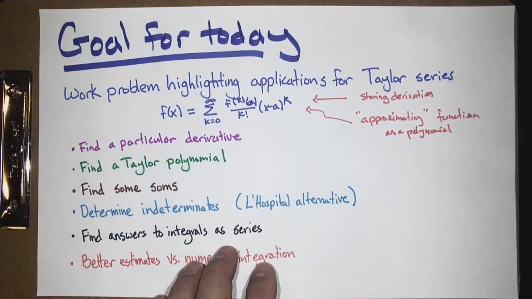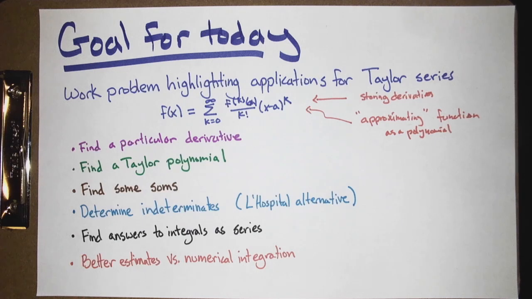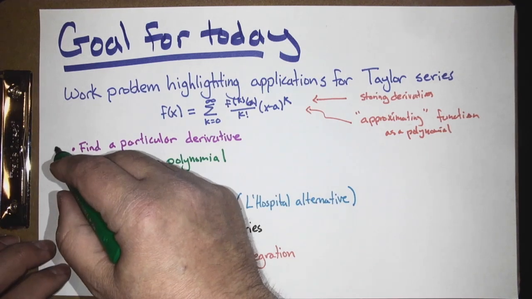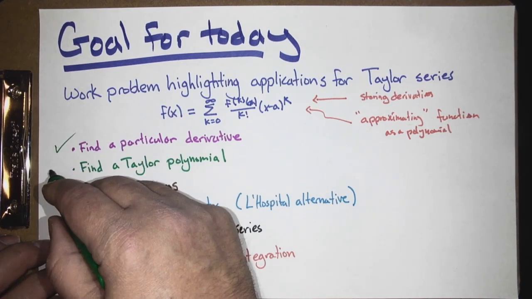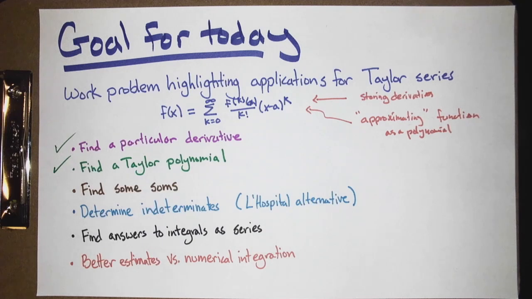All right, goals for today, same thing as last time. We're going to continue talking about applications of Taylor series. We've already talked about finding a particular derivative. We've already talked about finding a Taylor polynomial. So we'll keep going down our list. And so next thing is we'll find some sums.